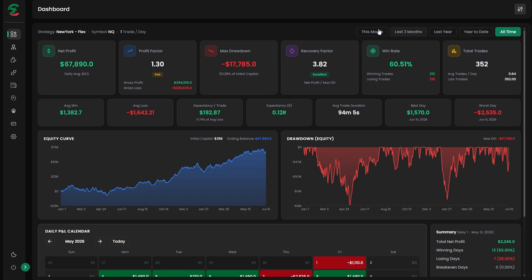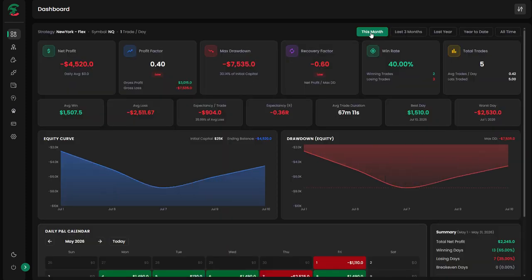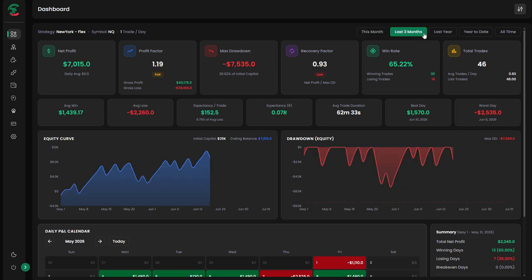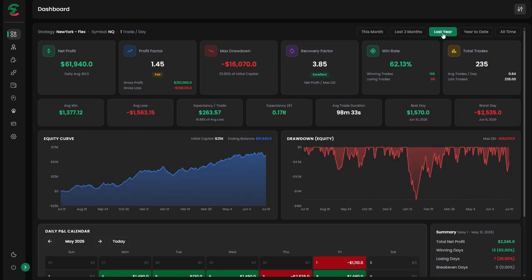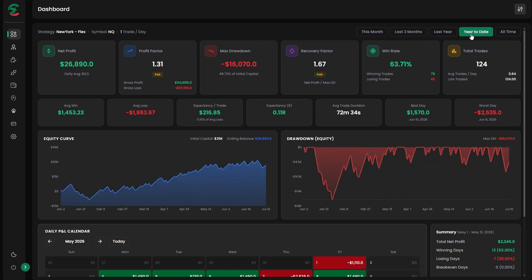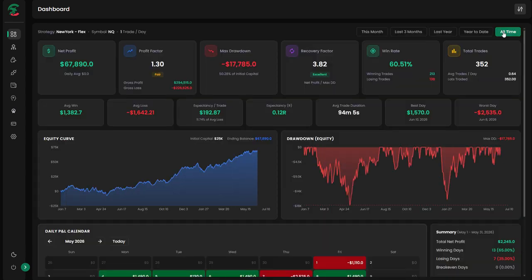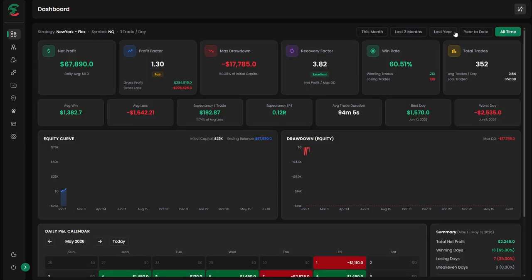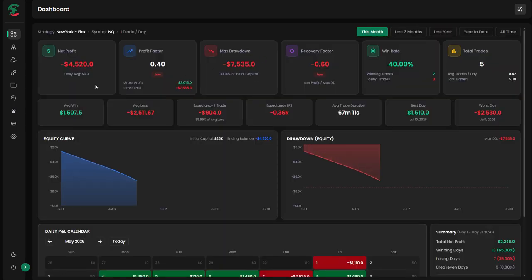You can filter your data by current month, last 3 months, last year, like 365 days back from today, year to date, from the start of this year to date, and all time. The range is going to be January 2nd, 2025 to the present. You can use these filters to see the P&L. So this is the net profit, obviously. What is the profit you made?